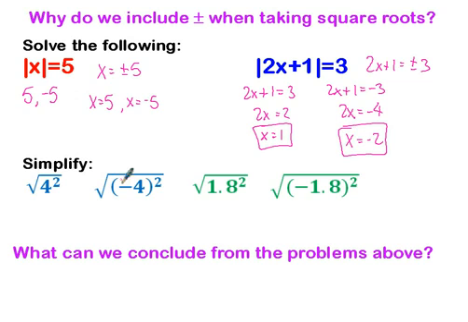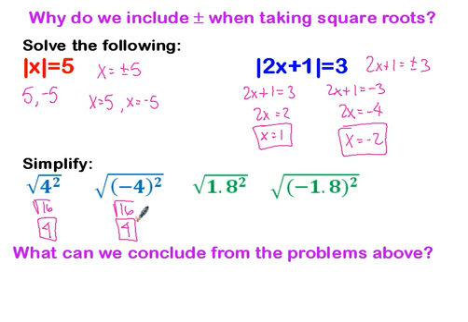These next four problems, we're just going to be simplifying. If I asked you to simplify the square root of 4 squared, 4 squared is just 16, so it's the square root of 16, which is just 4. So basically, square roots and squares undo each other. Here we have the square root of negative 4 squared. Negative 4 squared is negative 4 times negative 4, which is positive 16. So once again, we just get 4.